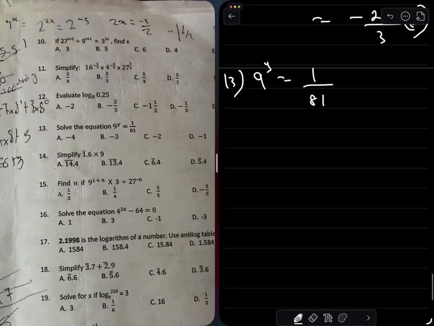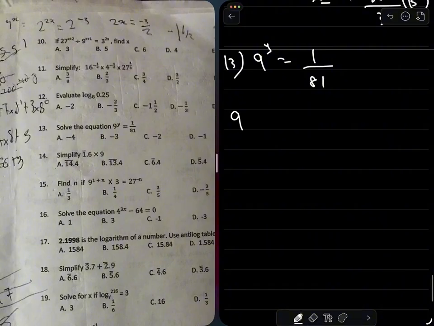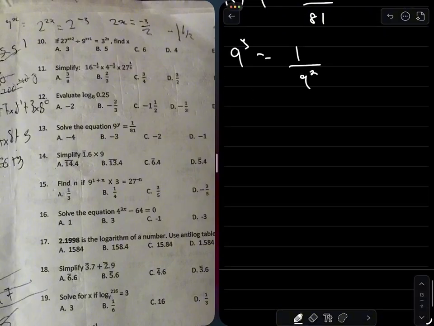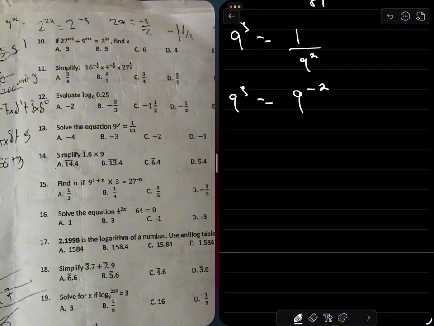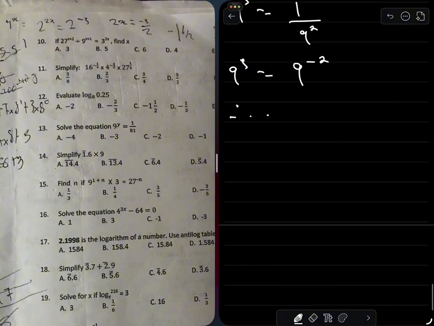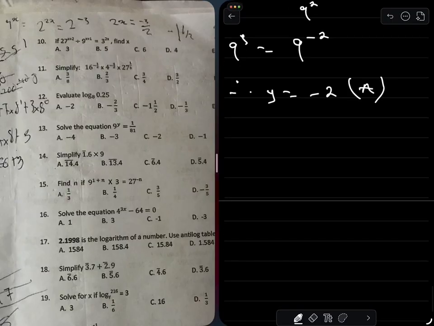So the next one. Solve the equation 9 raised to the power y equals 1 over 81. Exactly. This simply means 9 raised to the power y equals 1 over 9 raised to the power 2. And that means 9 to the power y equals 9 to the power minus 2. Do you understand? That's y equals minus 2. Beautiful. And therefore, y equals minus 2. That's A. We'll go to the next one, which is number 14.